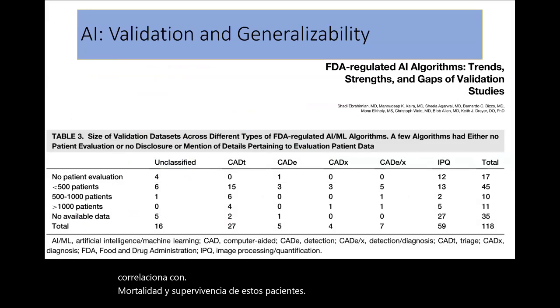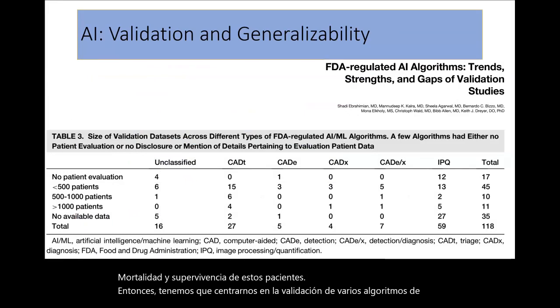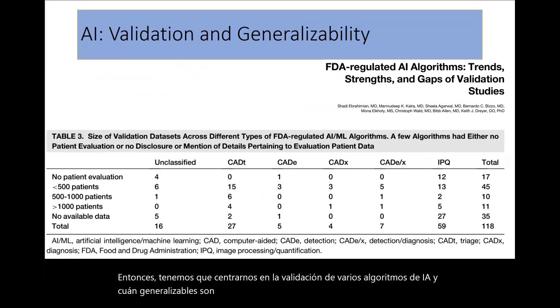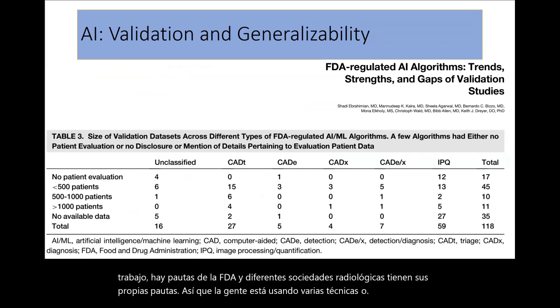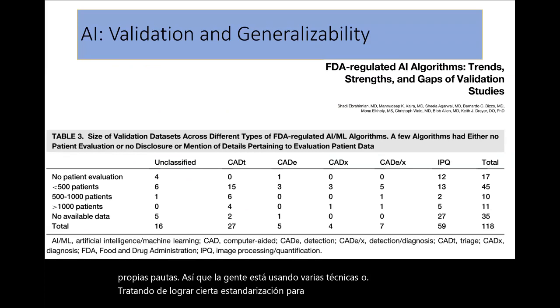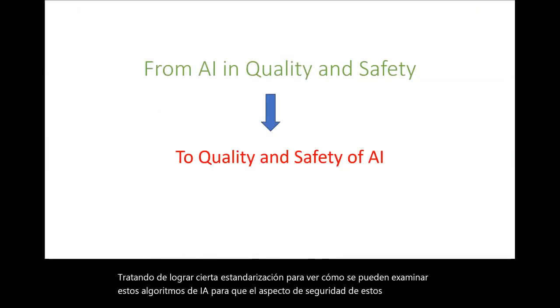Then we have to focus on the validation of various AI algorithms and how generalizable these algorithms are. There is a lot of work being done. There are guidelines from the FDA, and different radiological societies have their own guidelines. People are using various techniques, trying to achieve some standardization to see how these AI algorithms can be vetted, so that the safety aspect of these algorithms is also good.